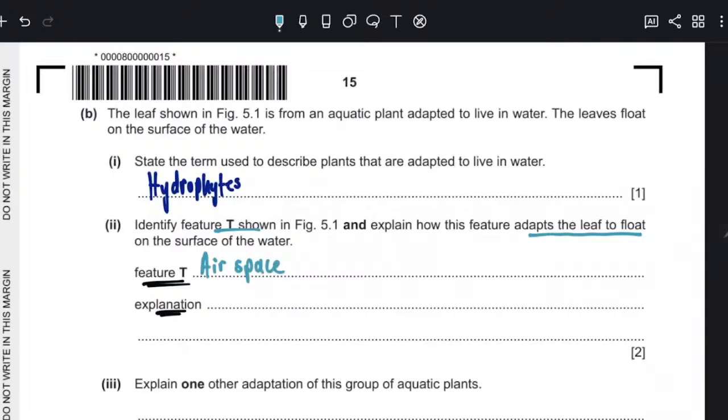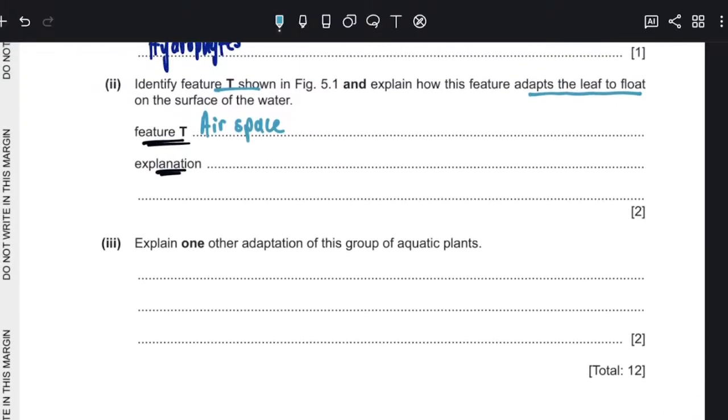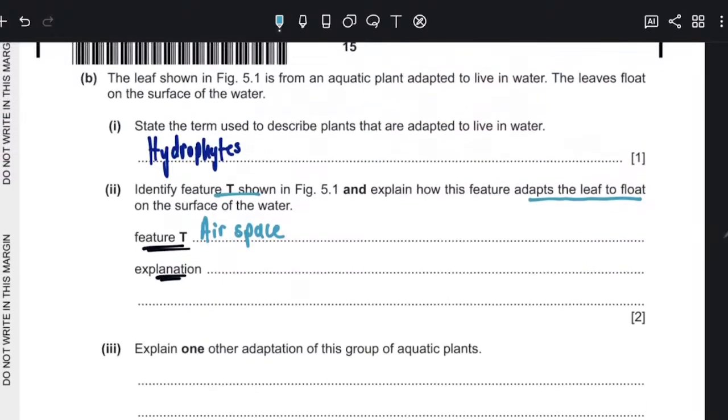Hello, students? LGK, can you hear me? Yes. T is just the air space, part of the spongy mesophyll. Now they had said, tell us how this feature, this adaptation helps. This comes a lot. I told you already, so we are not going to be scared of it. Explain how this feature adapts the leaf to float. How does the leaf float?